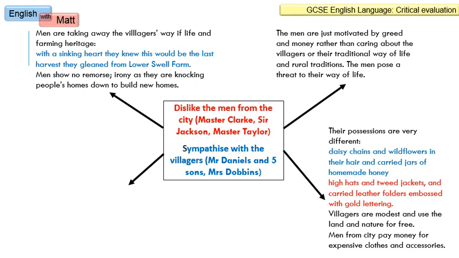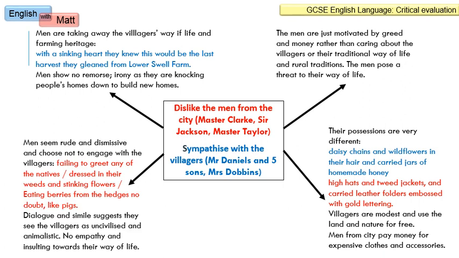The possessions that they own are very different. So you have the modest daisy chains and wildflowers, not jewellery here, compared to the top hats and the tweed jackets, leather, gold lettering, suggesting money, wealth and expense. So the villagers are much more modest, and they use the land for free. They go blackberrying to make blackberry pies and things, but the men in the city pay money for expensive clothes and accessories because they want to look the part. So there's a degree of perhaps arrogance or materialism there.